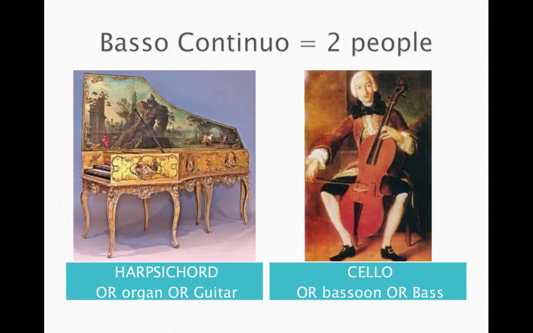Here is a harpsichord, or it could be an organ or guitar. Actually, I didn't mention organ. And then the cello or bassoon or the bass. Take a look at that harpsichord. Can you believe it? Even the legs of it have rich carvings on them, and there's a painting on the interior lid of the harpsichord. It really exemplifies the Baroque era.